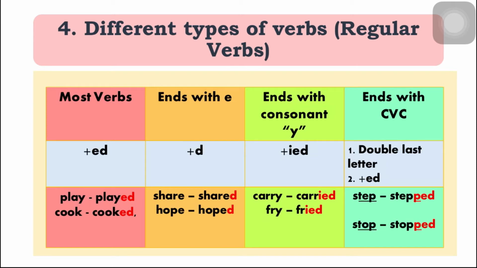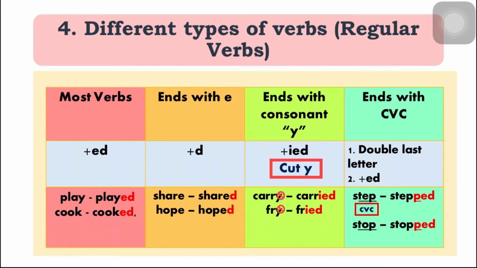What does CVC mean here? C means consonant, V means vowel, and C means consonant again. So do you know what a vowel is? Vowels are the letters A, E, I, O, U. Consonants are all the letters that are not A, E, I, O, U. For example, you can see here, step. So this is referring to the consonant Y. You need to cut the Y and add IED.